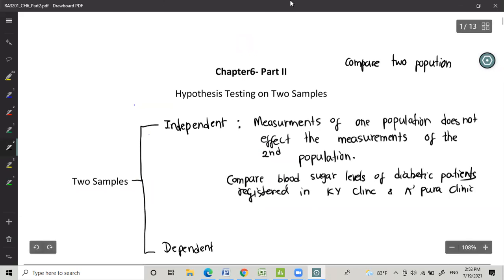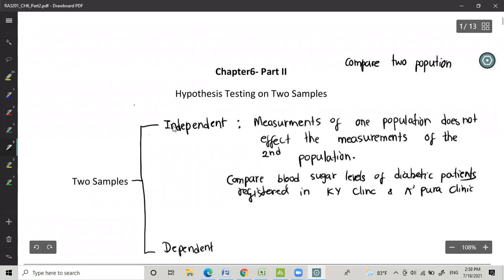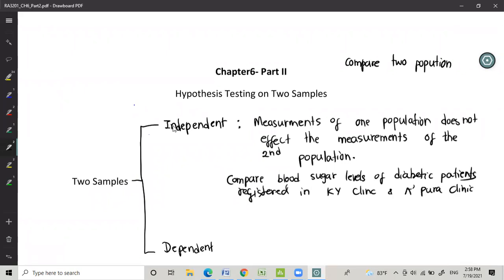Anybody who can try? It's okay. I can define your answer if it is different. Weights of students in 2 universities. Yes, very good. That's one good example. Weight of students in 2 universities. Yes, you don't have any relationship between these 2 groups. Yes, that is 2 independent samples. Okay, any other examples?